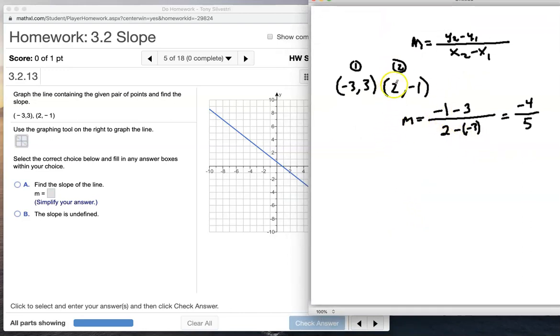This means that if you move, take a look at this bottom number. If you were to move 1, 2, 3, 4, 5 units in that direction positively, for every 5 units you move horizontally, you're going to go down 1, 2, 3, 4 units vertically. You're going to go down. So that's what the slope means.